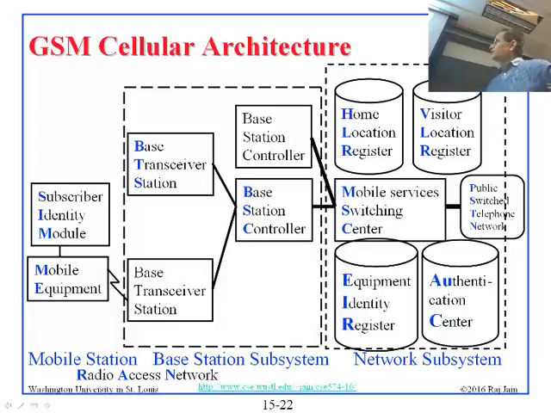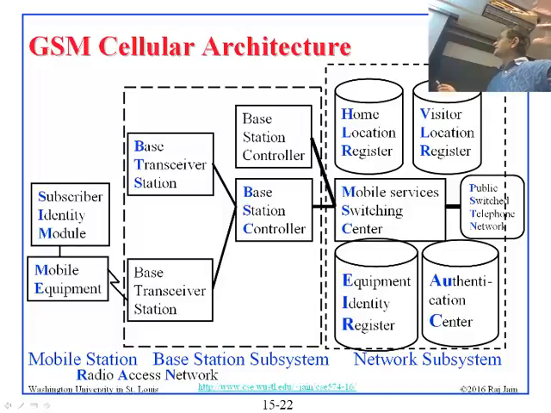So the user equipment, your phone, is called mobile equipment, ME. It has a SIM card, subscriber identity module. Your phone talks to the radio tower, which is called a base transceiver station, BTS, which is connected by a wire to the base station controller, called BSC. All the base station controllers are connected to a central office called Mobile Services Switching Center, MSC.